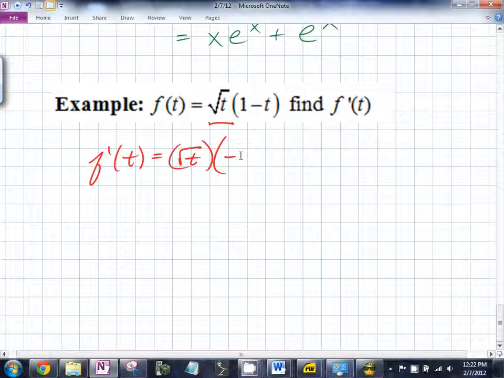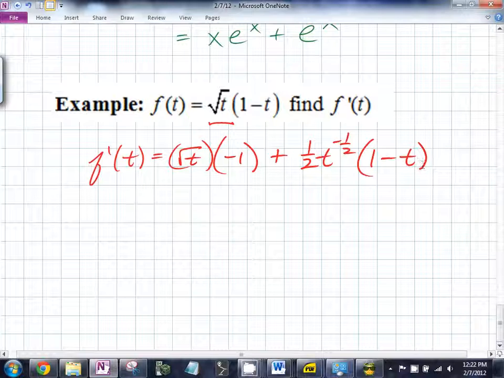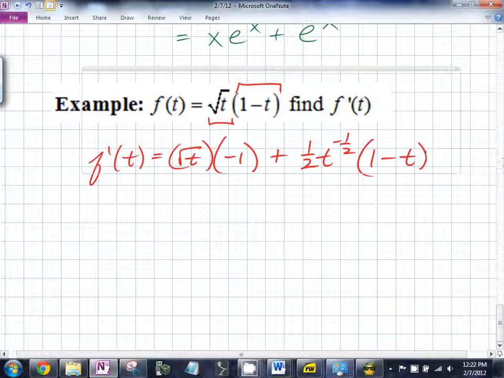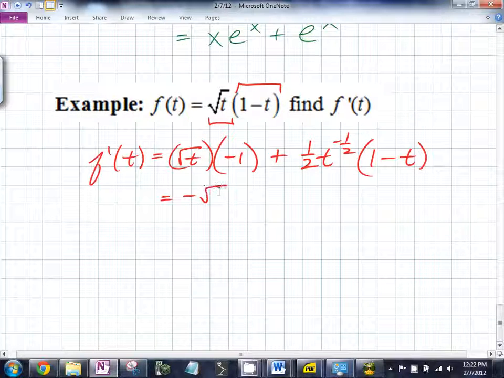Negative 1 plus, what's the derivative of the square root of t? Can someone tell me? 1/2 t to the negative 1/2 times 1 minus t. There's your derivative right there. That's it. There's no more to it. Can you simplify that a little bit? Sure. What's that going to be? Negative root t plus 1 minus t over 2 times the square root of t. That's one way to write it.